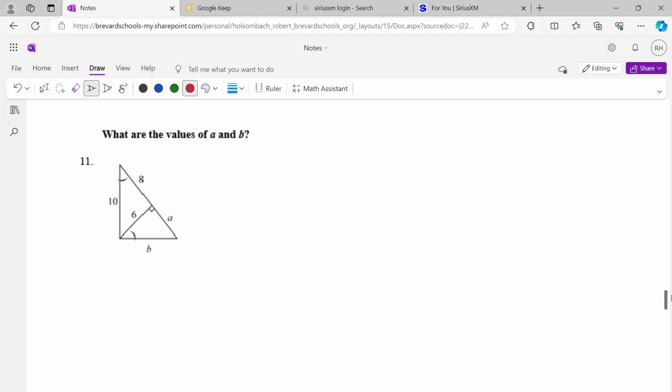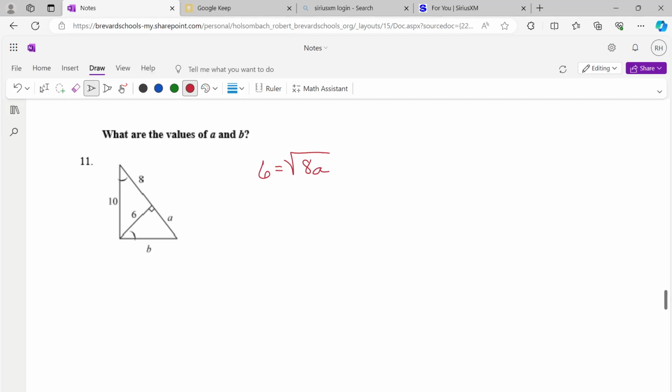All right, number 11, our last problem for this study guide. What are the values of A and B? All right, so here's our A. It's one of the smaller pieces of this hypotenuse. So our rule says that 6 equals the square root of A times 8, or 8A.